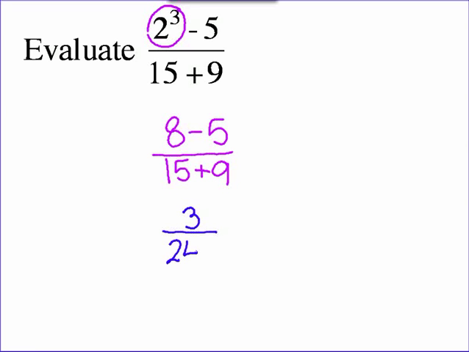24. Now, we need to see if we can reduce that down. Is there a number that will divide both 3 and 24? 3. 3 goes into 3. 3 goes into 24, 8. So your answer is 1 over 8.